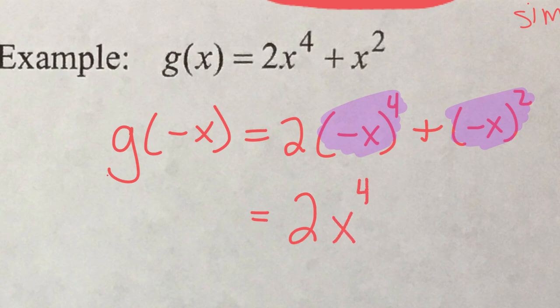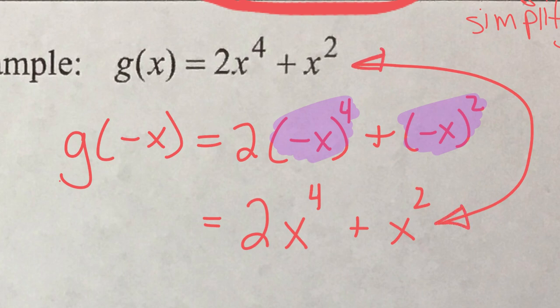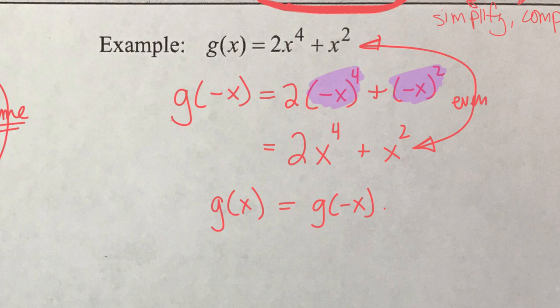Raising a negative to an even power is always a positive term. So negative x to the fourth is the same as normal x to the fourth. Negative x squared is the same as normal x squared. So we compare. How does our equation compare to your original? And we notice that they're the same, so we know that this is an even function because the original is the same as replacing x with the negative. Okay? There are your examples.